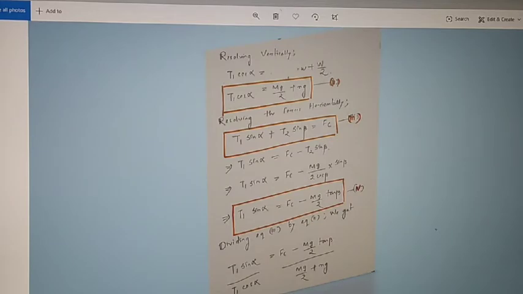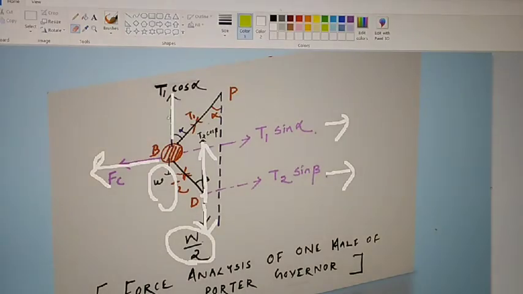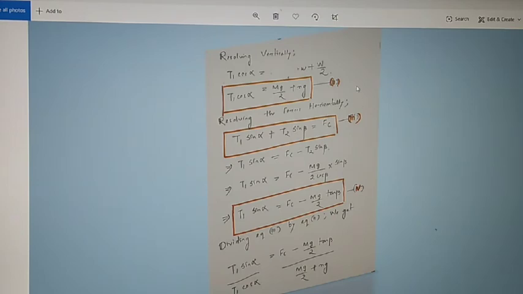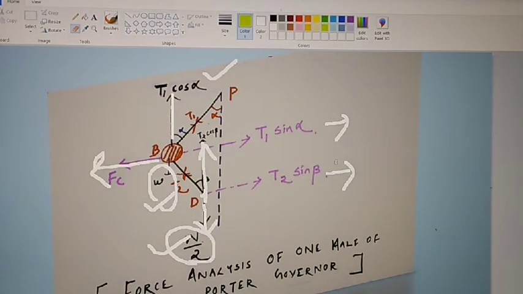If we vertically resolve the forces, we will find that it is T1 cos alpha, and it will balance Mg plus capital Mg by 2. So this is the second equation. Now resolving the forces horizontally, we find that the centrifugal force Fc is equal to T1 sin alpha plus T2 sin beta. This will be the third equation.